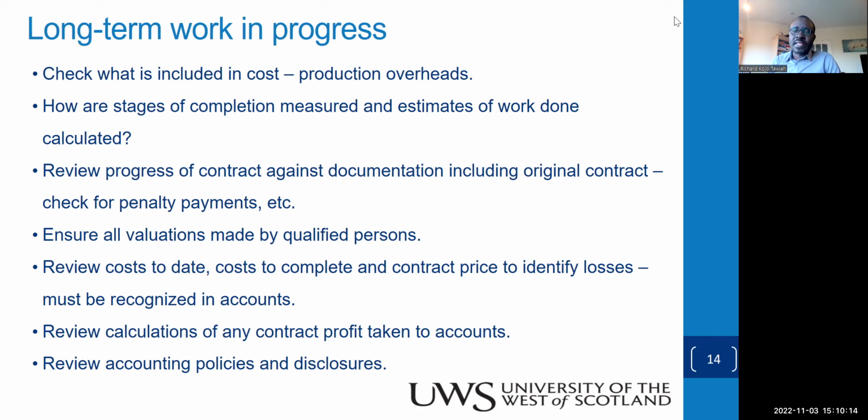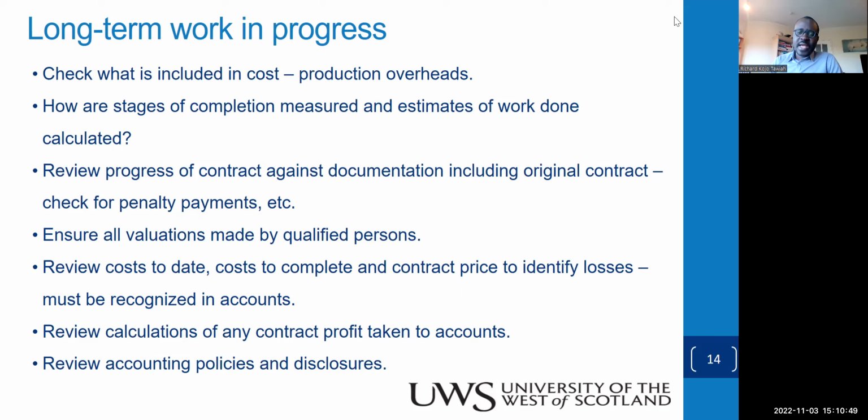This brings to bear the IFRS on revenue from contracts with customers, okay? And this one, I'm not going to go into that in IFRS 15 now. So just simply make sure that if the item has to be completed in stages, are we crediting each stage with the correct revenue, and are we charging the inventory accordingly? Review cost to date, cost to complete, and then the contract price to identify any losses, and we must recognize this in the account.